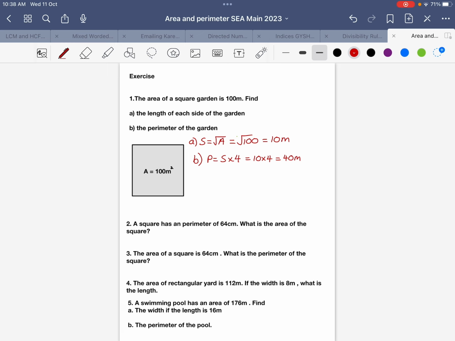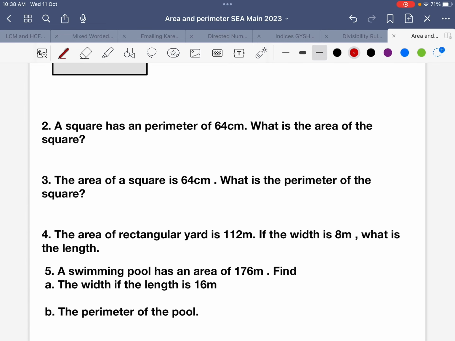Right, so you are definitely equipped to do number 2. Number 2 is similar. So I'd like you to attempt that before you see the answers. And also number 3. Actually, no, number 2 is a little bit different. So now we are given the perimeter and we must find the area. So let's do that. Given the perimeter, we should find the length of one side and then we can find the area.